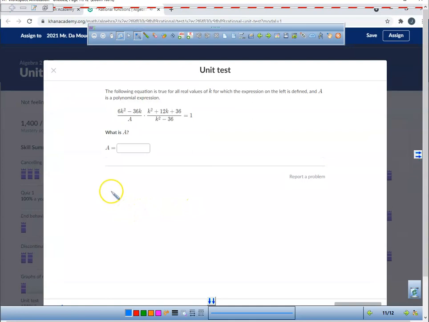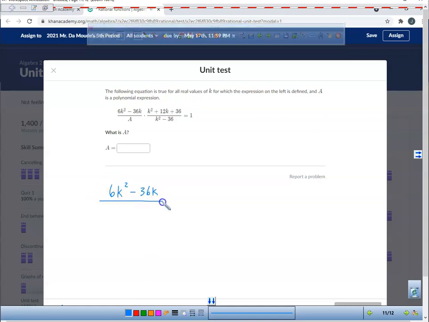This one you're going to have to take some time and energy and write down. 6k squared minus 36k over a times k squared plus 12k plus 36 over k squared minus 36, all equals a 1. And the question says, what is a? Oh my gosh, it looks so complicated, but it's really not.